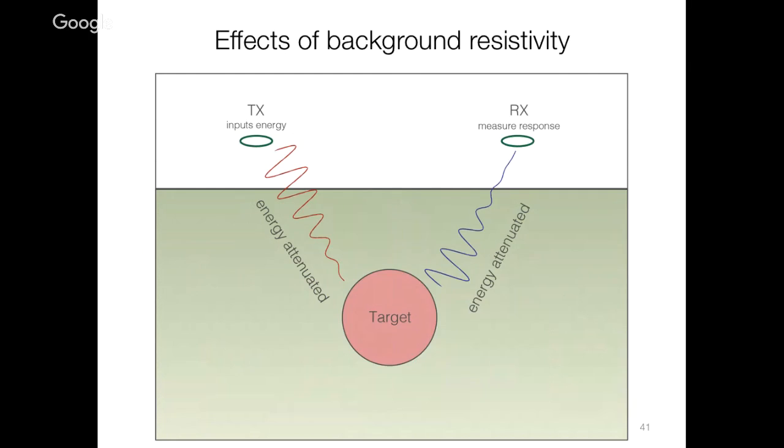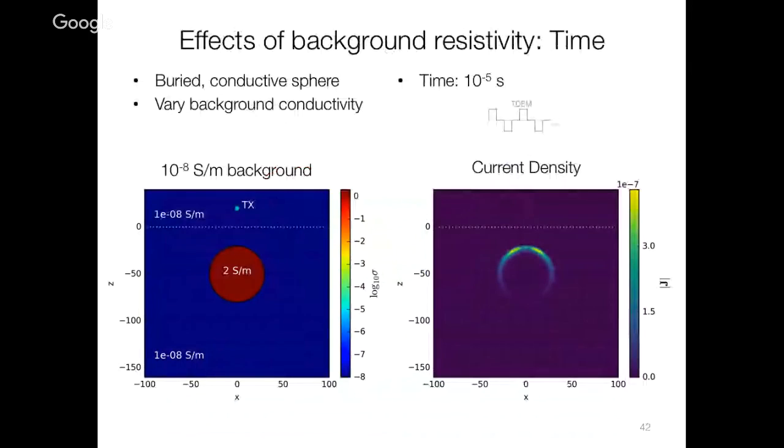Let's see if we can intuitively figure out what's going on. We're going to look first at time domain. So we've got a transmitter. It's going to be circular. It's got a current that's going around, and then we're shutting it off. Turn this guy off, and we're going to look at what the currents and fields are on this conductive sphere here at a time of 10 to the minus 5 seconds.